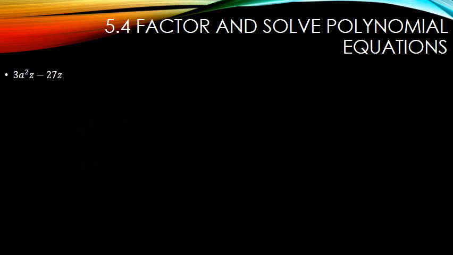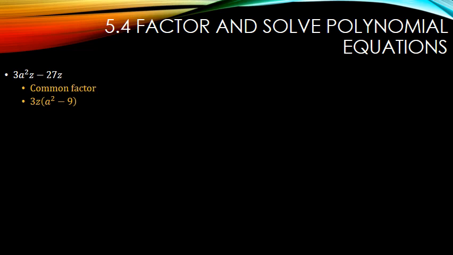Let's try this one. First thing to look for is the common factor. Oh, there's a z in both. And the numbers are both divisible by 3. So let's factor out a 3z. And that leaves me an a squared minus 9, because 27 divided by 3 is 9. So we try factoring some more.